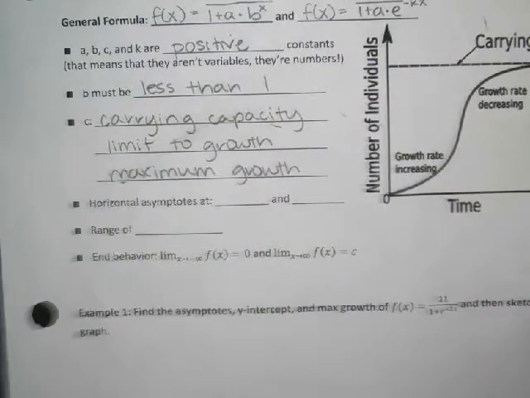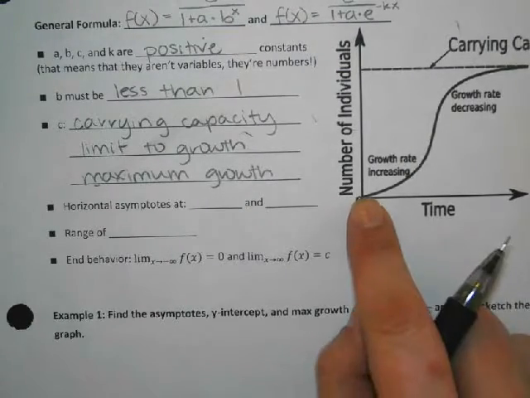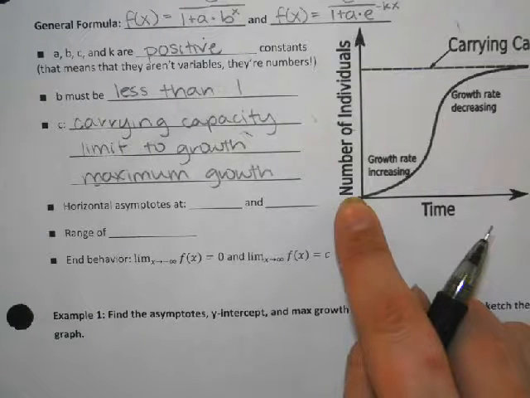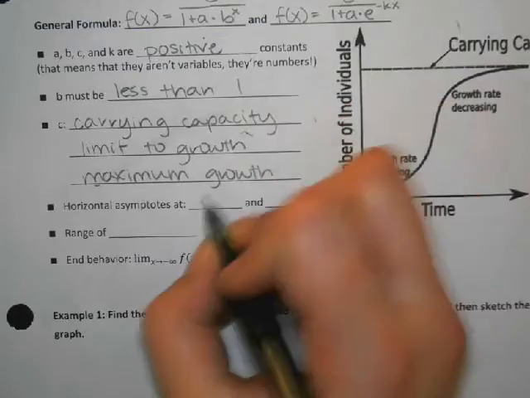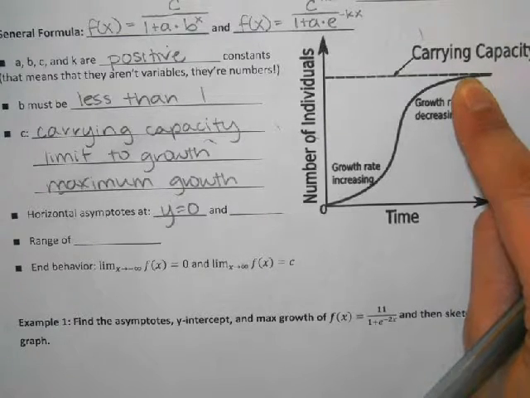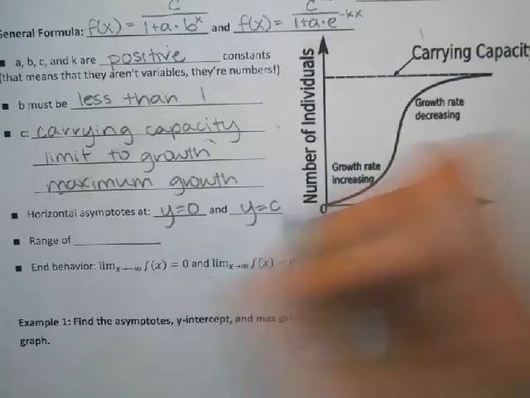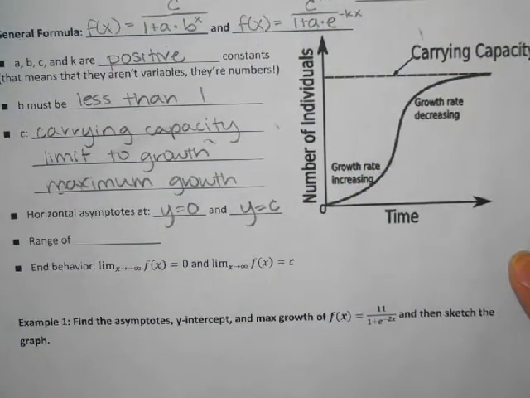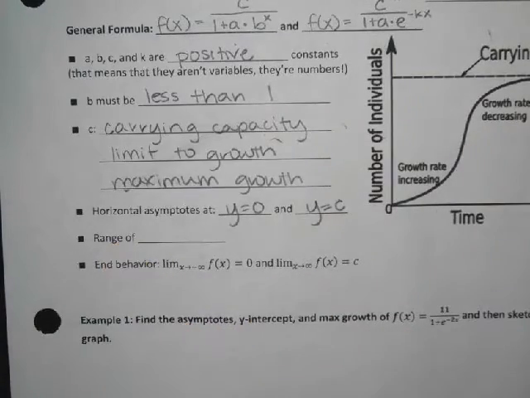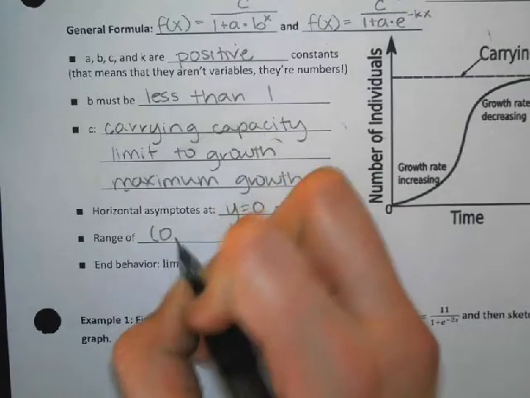All right. So what you'll notice here in the picture is that there's actually a horizontal asymptote down here at 0 always. Every single logistic function you ever look at will always have a horizontal asymptote at 0. So y equals 0. The other horizontal asymptote is at the carrying capacity, which is the c value. Okay, so the second horizontal asymptote is y equals c. The range of a logistic function is always between those two horizontal asymptotes. So the range is always from 0 to c.